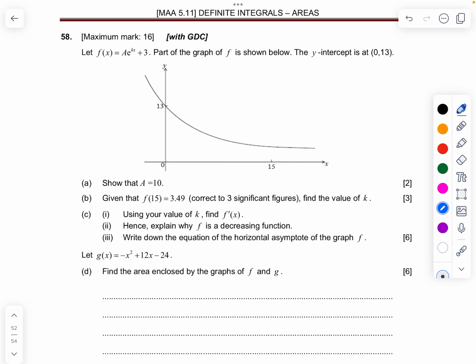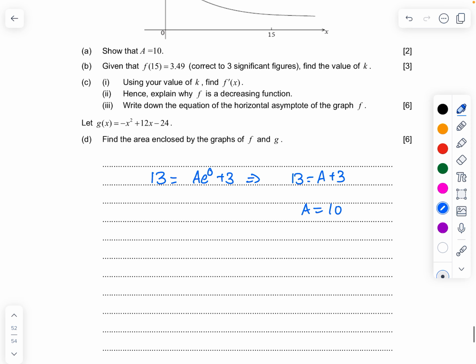Question number 58. f of x is given. The part of the graph f is shown below and the y-intercept is at 0, 13. Show that a equals 13. So 13 equals a e to the power of 0 plus 3. It implies 13 equals a plus 3. It implies a equals 10. Given that f of 15 equals 3.49, find the value of k. f of 15 is given as 3.49. So 3.49 equals 10 e to the power of 15k plus 3.